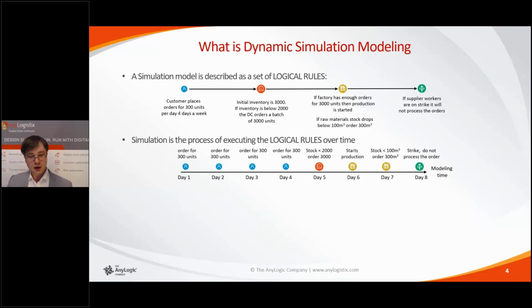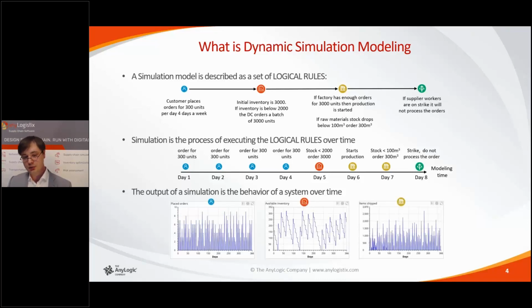And as an output of such execution, we'll get the behavior, not an optimal result, not the best allocation of facilities, but the actual behavior of each object in our supply chain. We can keep track of each order, each shipment, and even each product unit. Of course, we can see it in terms of animation or line charts or tables and so on.